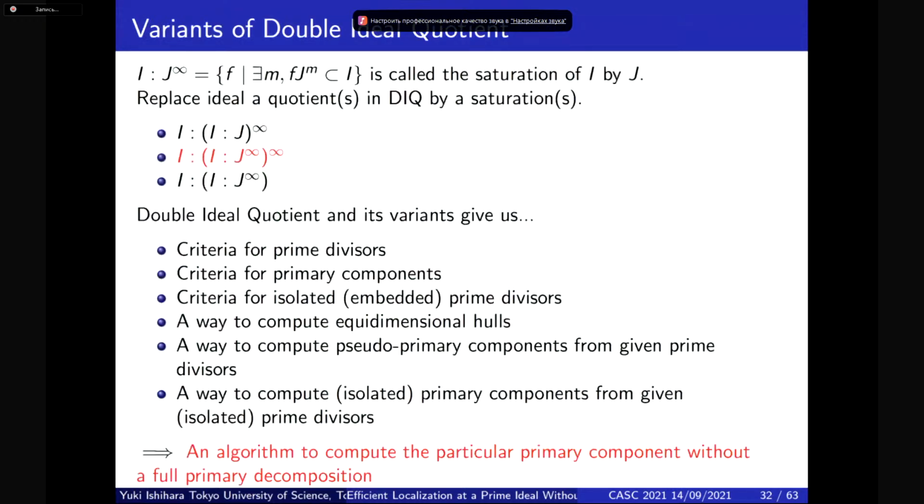We also consider some modified types of double ideal quotient by replacing the ideal quotient by saturation. So we can consider three types of variants of ideal quotient like this. Today in my algorithm, the second one, the double saturation, is very important to compute isolated primary components.